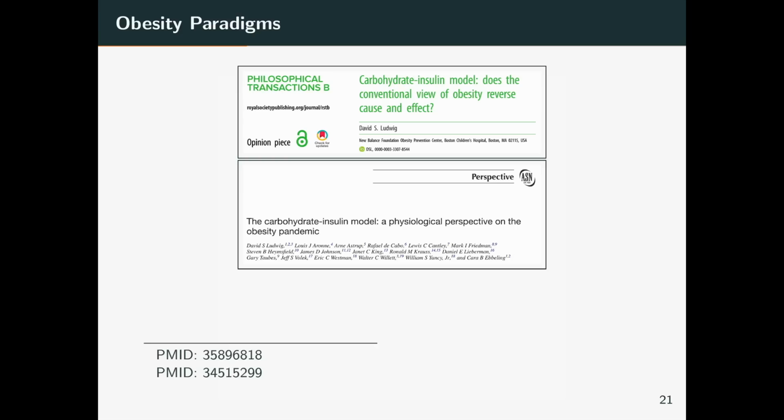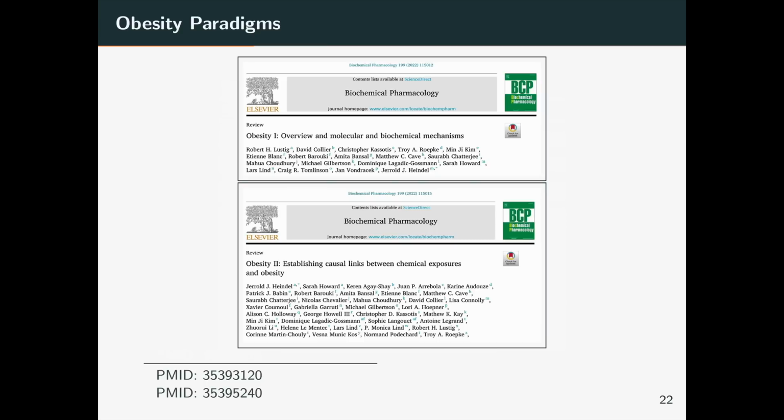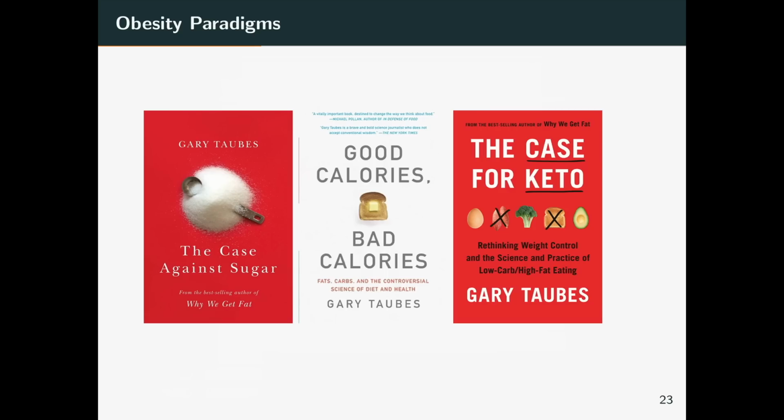I'm going to talk a little bit about obesity. I say obesity, but I mean obesity and metabolic ill health. I want to compare and contrast two paradigms for obesity. I'll be relying on some work by a number of authors. David Ludwig, these are useful papers. The amiable Robert Lustig as well. And I'm particularly fond of the journalistic work of Gary Taubes.